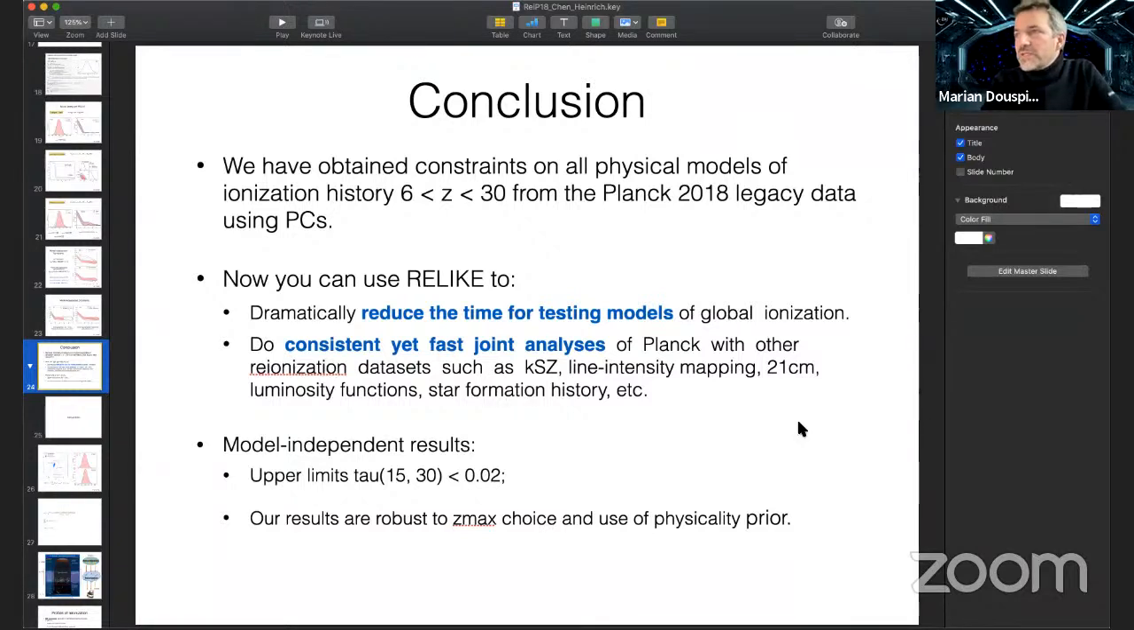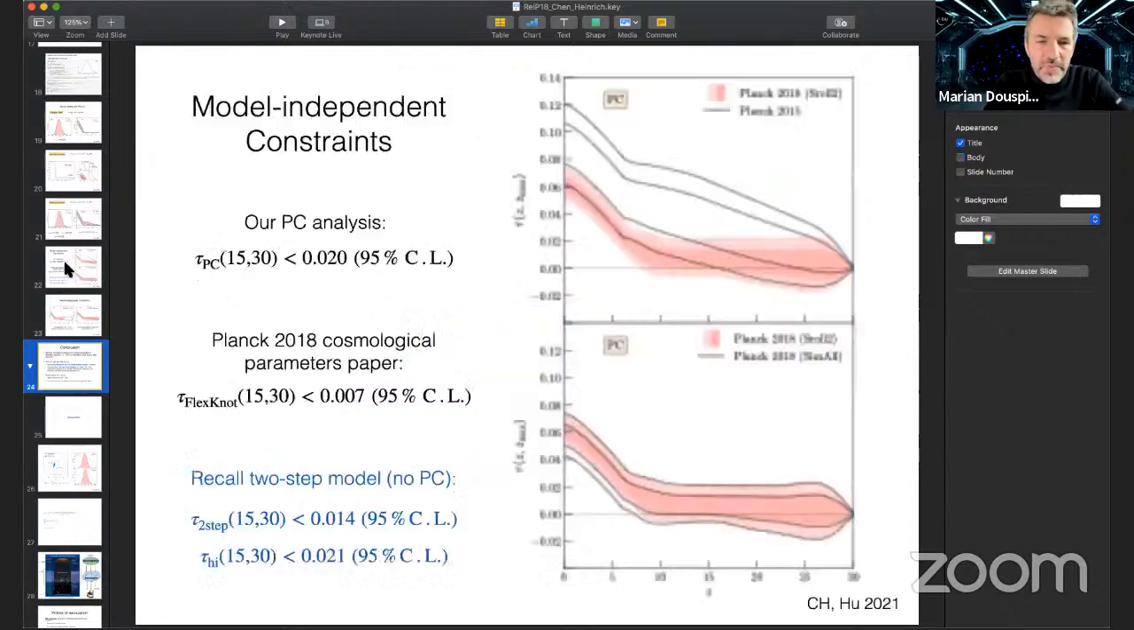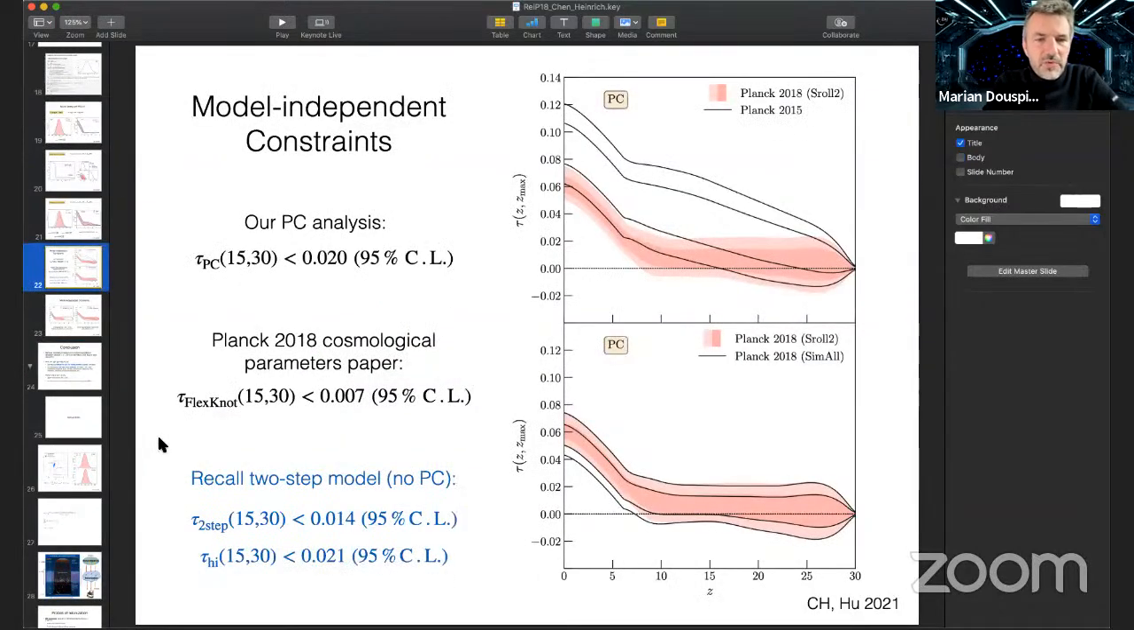There's one question about, okay, well, do you have an idea why the Planck constraints on high redshift tau is so low compared to yours? Why is it 0.07 instead of 0.020? Do you have any hint about why?